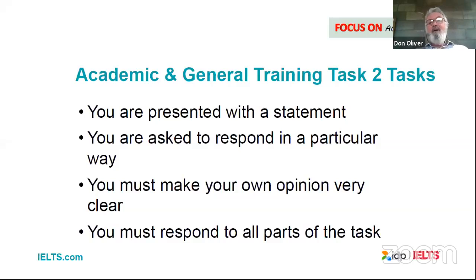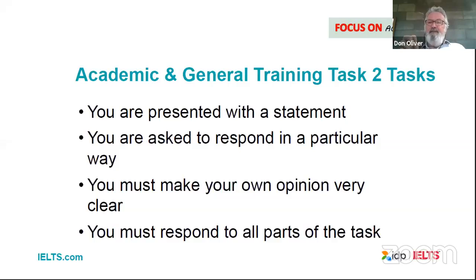It could be, what are the reasons for this? And what are the effects? It could be, discuss both of these statements and give your own opinion. So in an IELTS task 2, you need to look at the task very carefully, because if you don't answer directly and fully, you will not get a good score for the first assessment criterion.